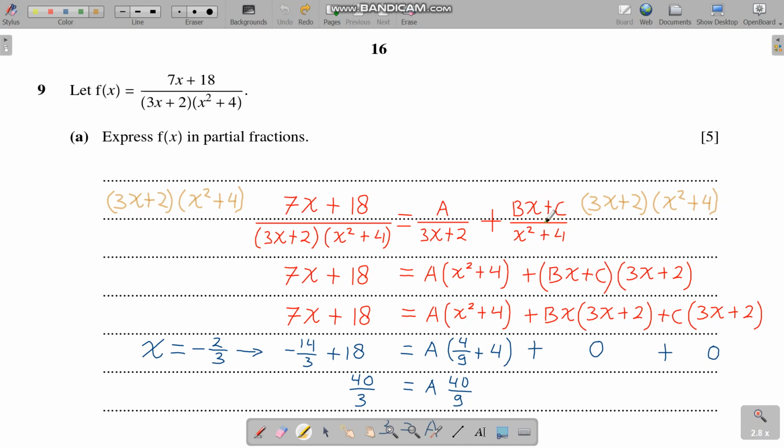The next step is to multiply both sides by the denominator. So on the left they cancel out, we have only the numerator. On the right we gotta multiply each term. We get a times x squared plus 4, and when we multiply, cancel out, we have bx plus c times 3x plus 2. Notice that the brackets here are important.